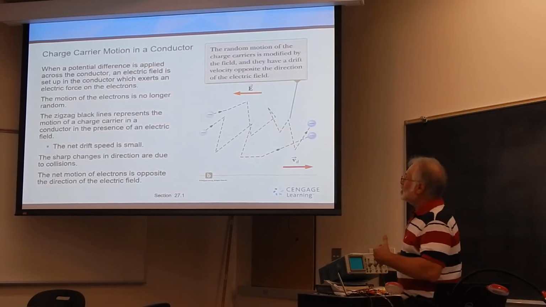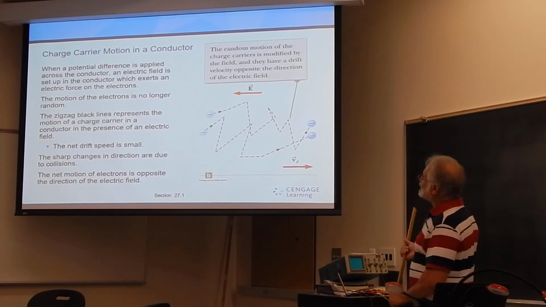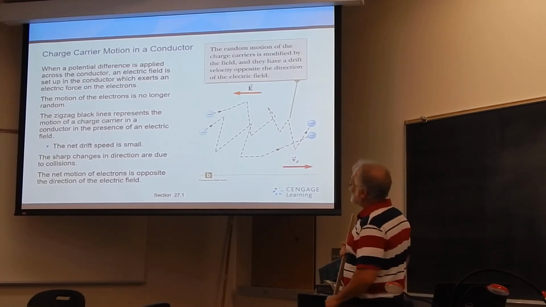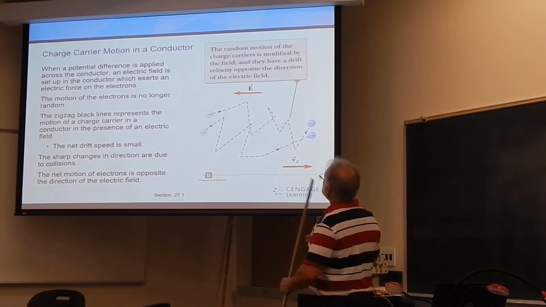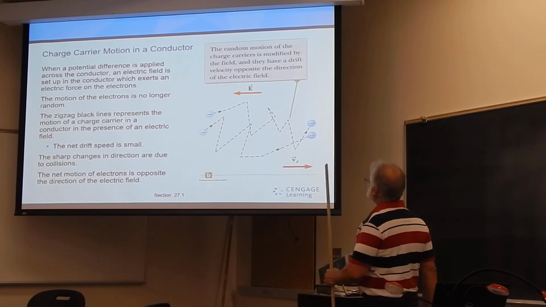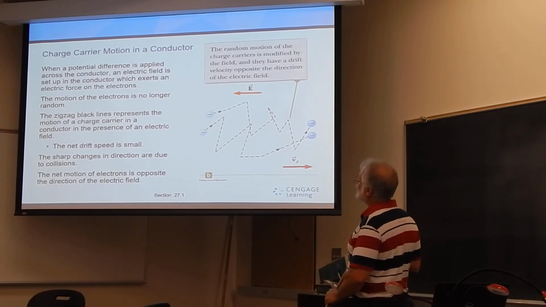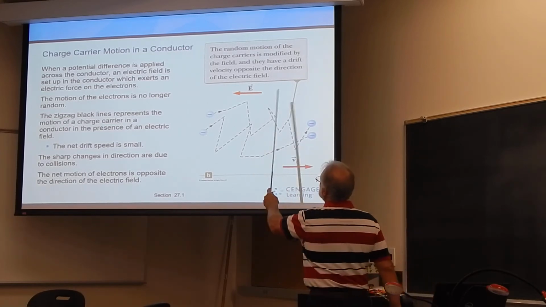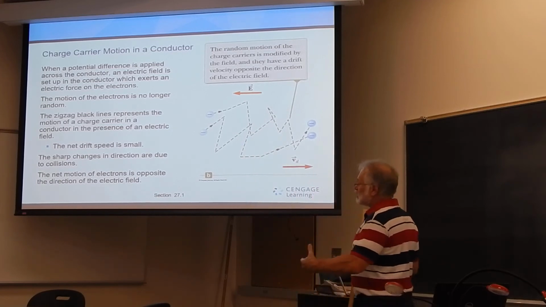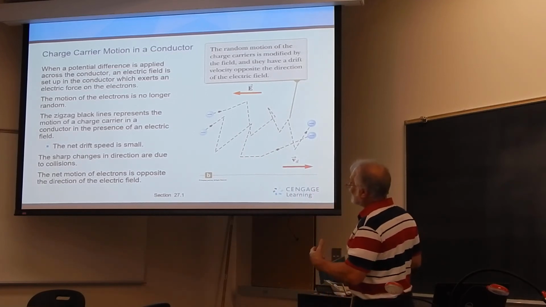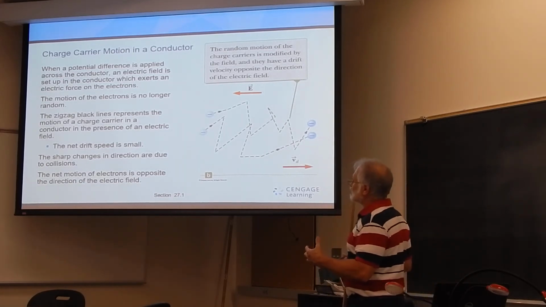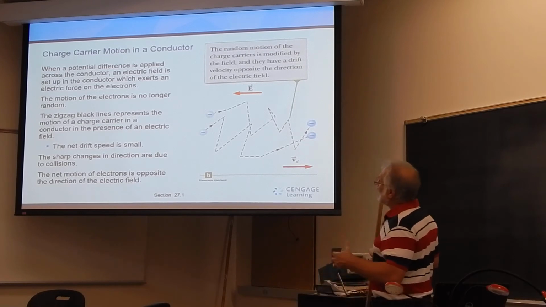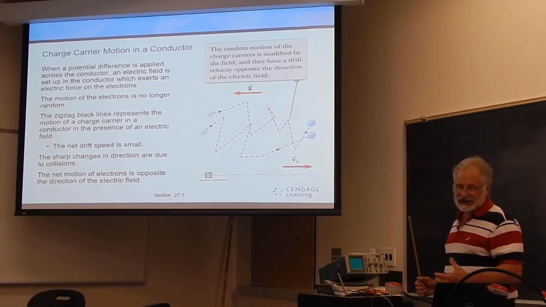So let's talk about the motion of charge carriers in a conductor. If I apply a potential difference across a conductor, we set up an electric field, and instead of having random motions of charges, now the motion of the electrons isn't going to be random anymore. We have these zigzag motions until we apply a field. In that case, the drift velocity or drift speed is going to be relatively small compared to how fast they're moving in an electric field.